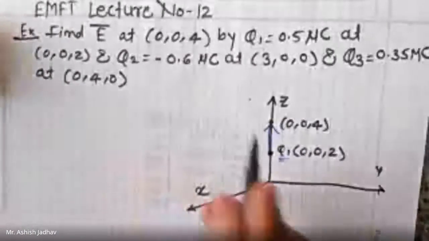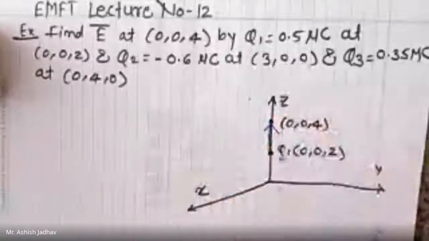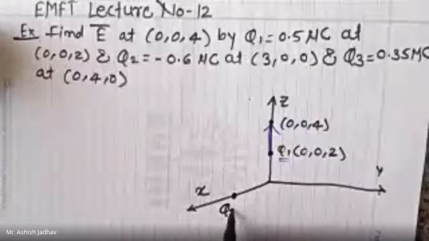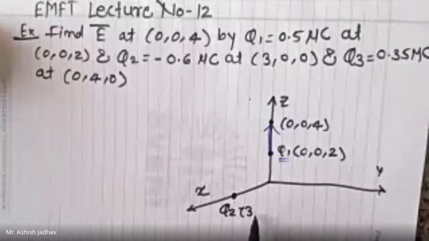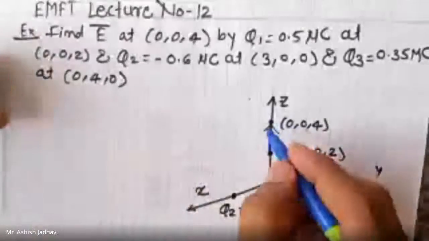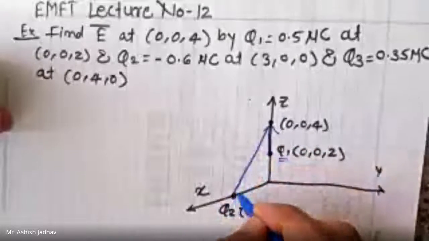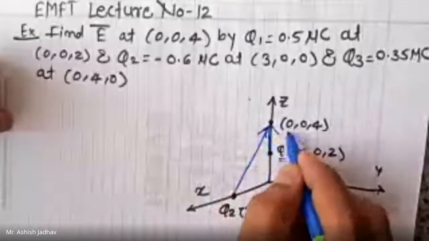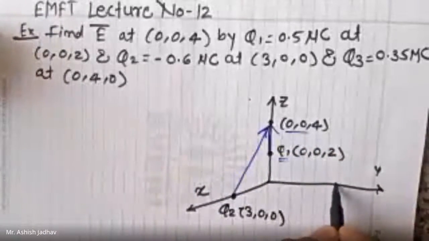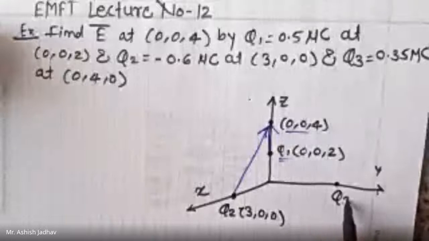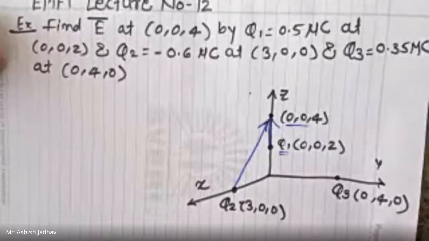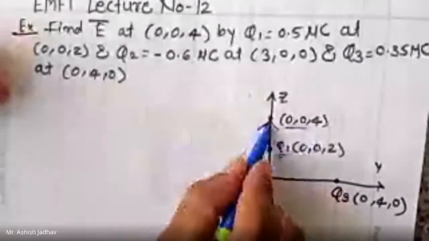Next, the second charge is located at 3, 0, 0. So it will be located somewhere here. So this will be Q2. Q2 is located at 3, 0, 0, right? From this point, we have to calculate the electric field intensity at the required point, 0, 0, 4. And the third charge, Q3, is given at 0, 4, 0. From this point also, we have to calculate the electric field intensity.